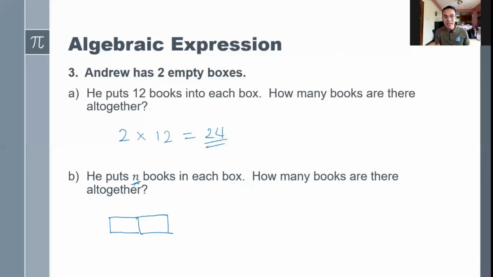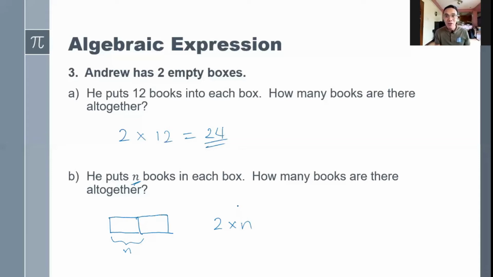And then he puts n books in each box. So one box has n books. How many equal boxes do we have here? There are 2 equal boxes. So I can have here 2 times n.